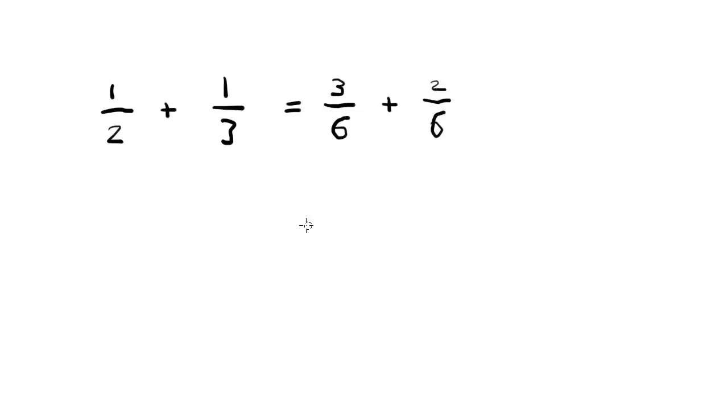And now, just like before, we have two fractions added with the same denominator, so we can just add the numerators and we'll be done. So, the denominator stays the same, and 3 plus 2 is 5. And that is how you add fractions.